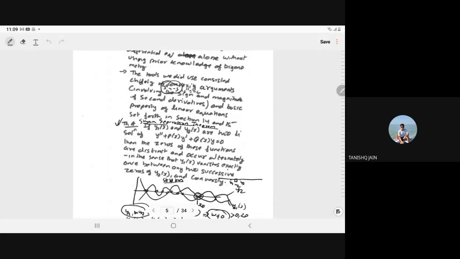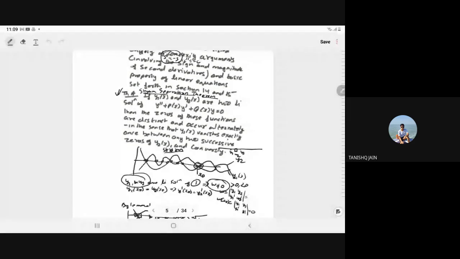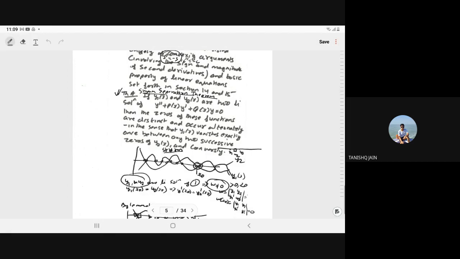So theorem A is nothing but the Sturm separation theorem. If y1 and y2 are two linearly independent solutions of y double dash plus p(x) y dash plus q(x) y equal to 0, then the zeros of these functions are distinct and occur alternately. So what is given to you? You have y1 and y2 and you want to prove that their zeros occur alternately and are distinct.